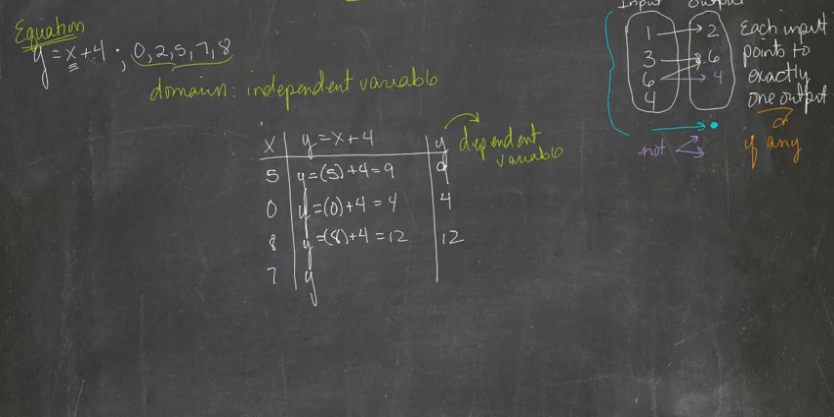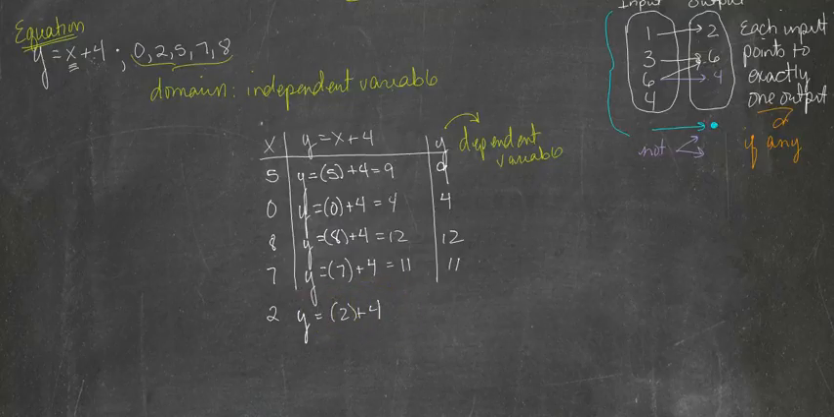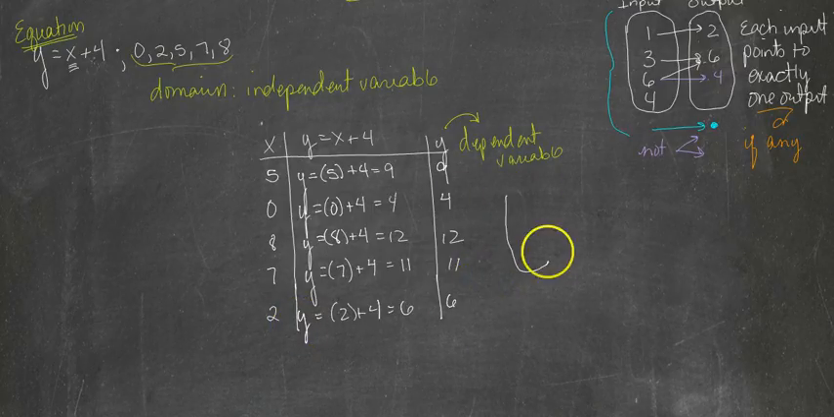7 I'm going to choose this time. Y equals 7 plus 4, and that's 11. And do I have them all? I don't. Let's see, I need a 2. So y equals 2 plus 4, which equals 6. So now I can put together my input-output relationship, right? I'm going to use these little bubbles. Probably need a bigger one than this.